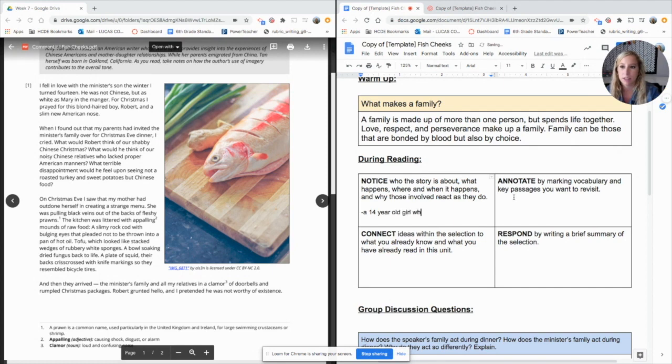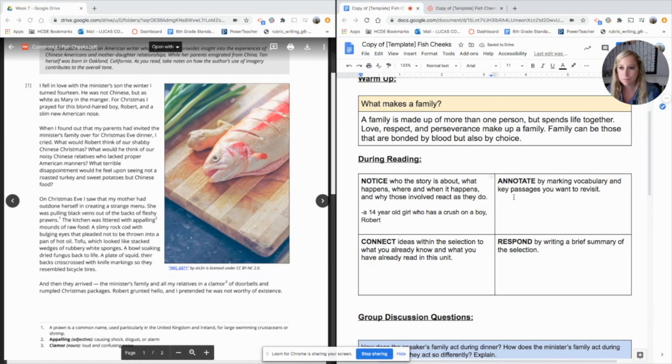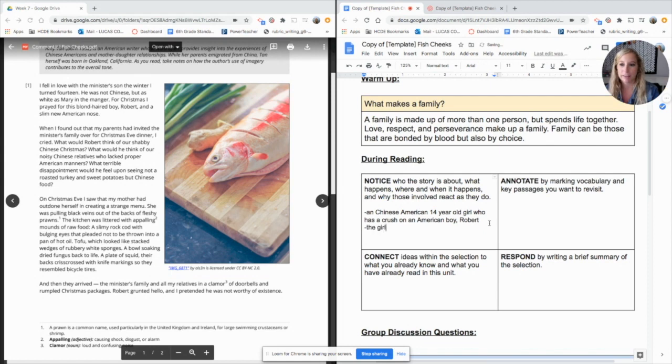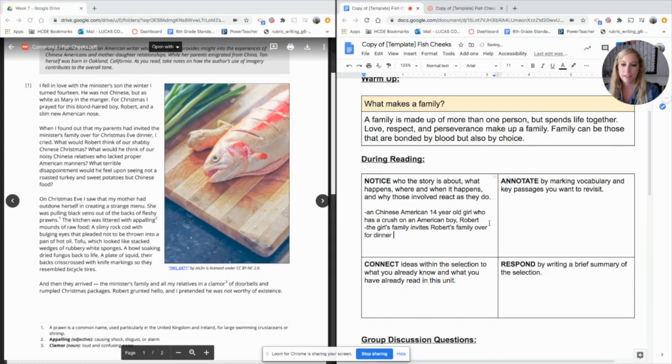14-year-old girl who has a crush on a boy, Robert. So I can also add in that she is a Chinese American because we see that she was born in Oakland. And I can say that she has a crush on an American boy named Robert. And the girl's family invites Robert's family over for dinner on Christmas Eve.